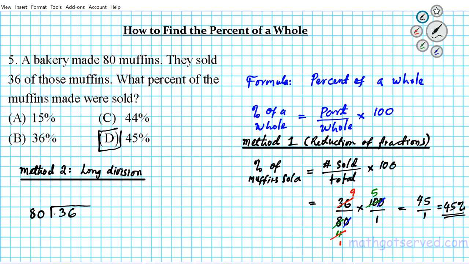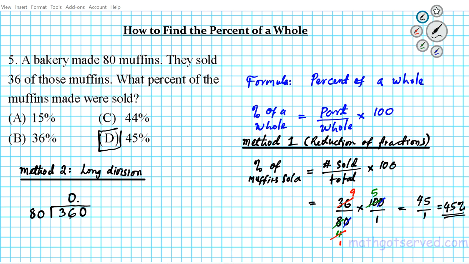80 is bigger than 36, so a number can't go into something that's smaller than it. So what we're going to do is put a decimal point and add a 0 right here. How many times does 80 go into 360? To do this, we look at the first digits.